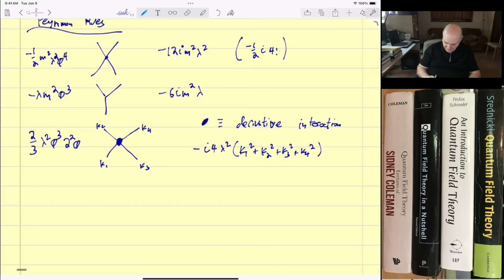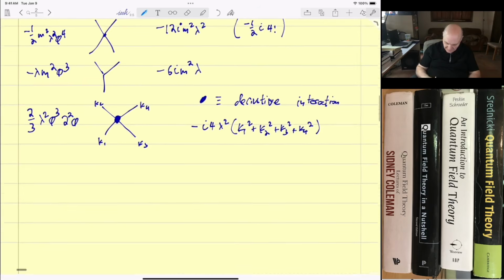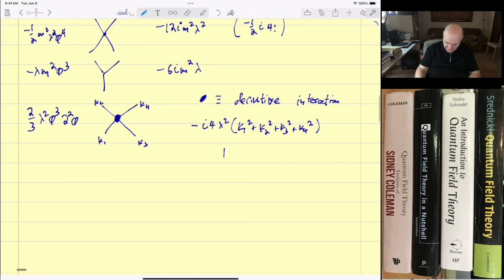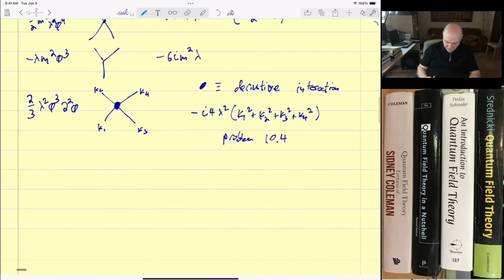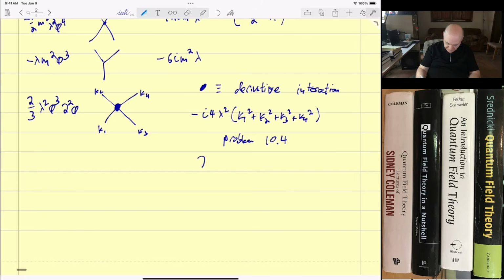So where does this come from? You can look at problem 10.4 to see how you get these things. I just like to think of it as when we have a partial squared in position space, it goes to a minus k squared in momentum space.